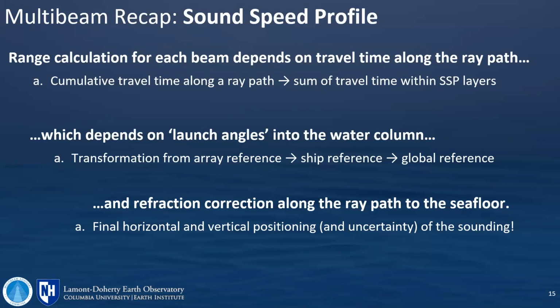So just to recap the profile real quick, all of the range calculation depends on the cumulative travel time. That depends on launch angles into the water column, and continuing along that ray path. Every bit of that refraction correction depends on the validity of that profile for what the sonar is trying to calculate.